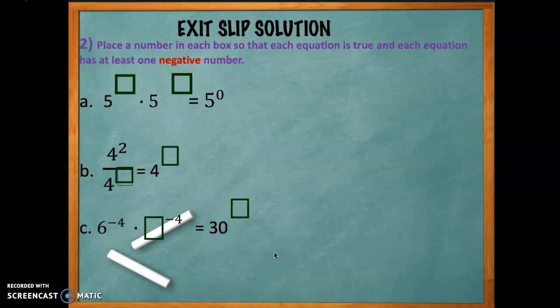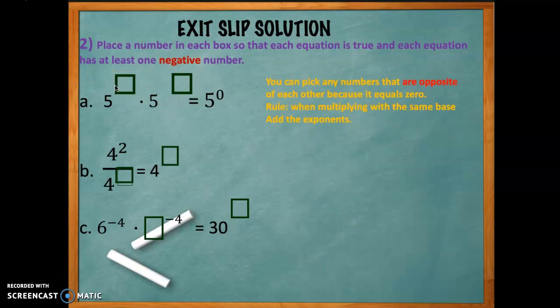Next one. Now here, we got to really think of what we can place in each box so the equation's true. Well, here I got to think of what would equal 0. As long as you do a 0 pair, they are the opposite of each other, it will work. So 3 and negative 3 would work. 1 and negative 1 will work. 20 and negative 20. As long as you have a 0 pair, they are the opposite.